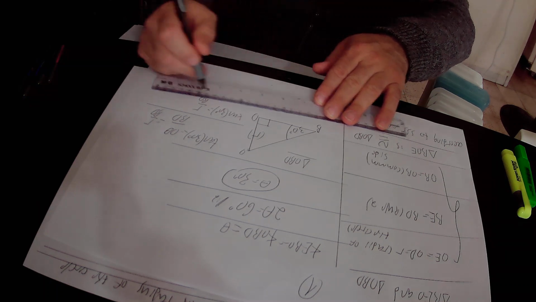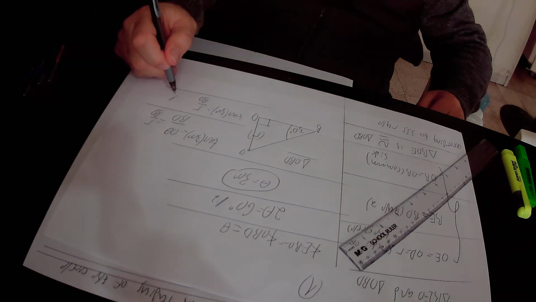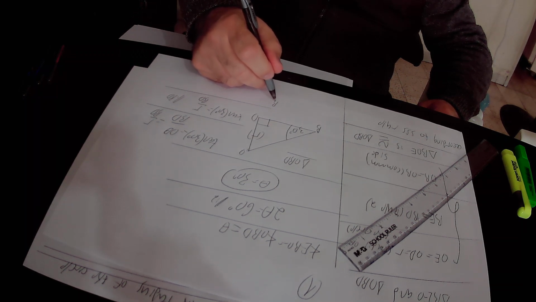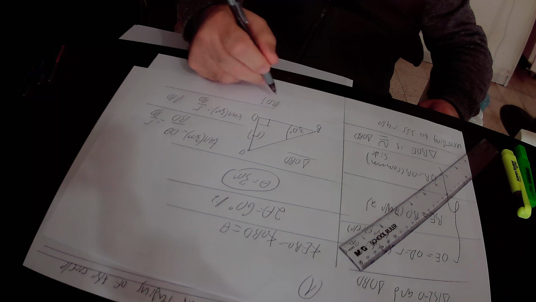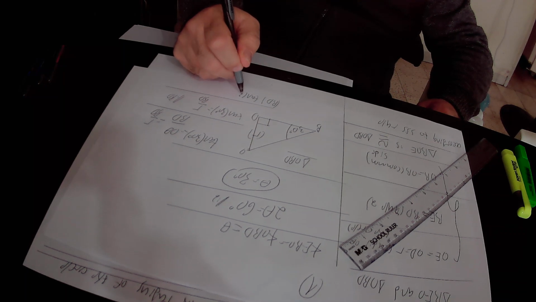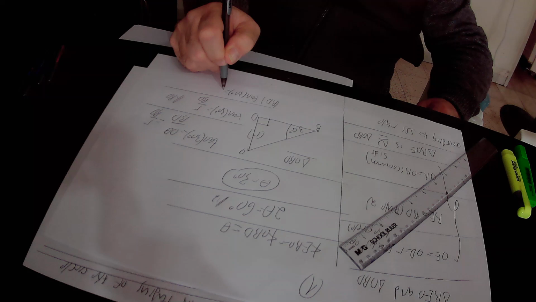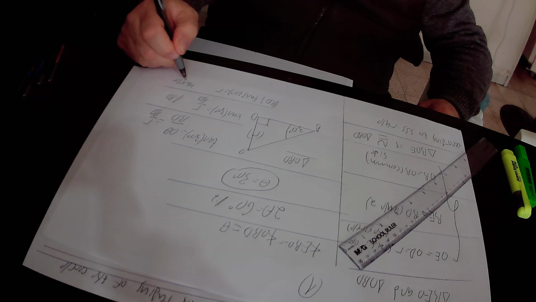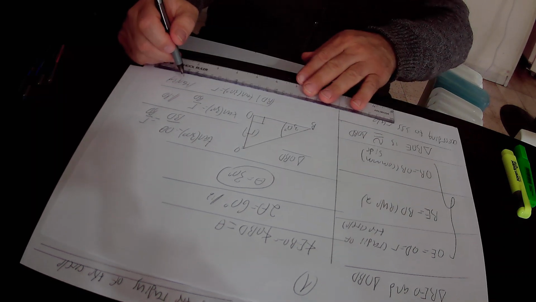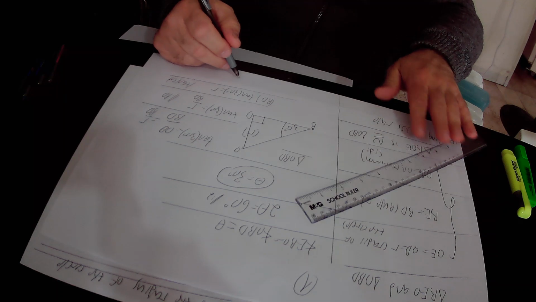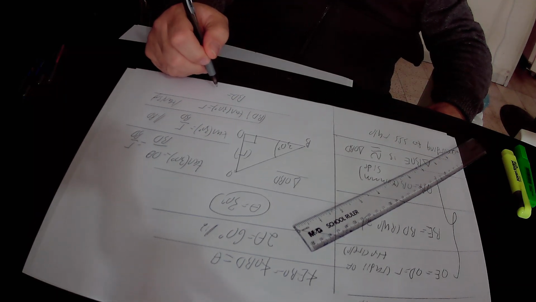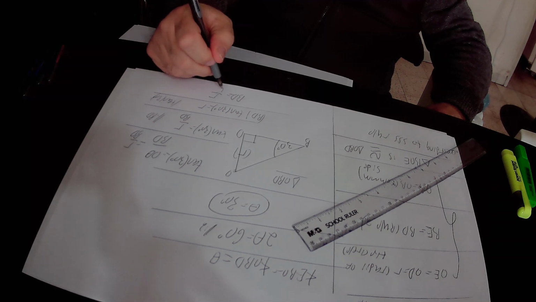Here we will multiply this equation by BD, and we'll get that BD times tangent 30 degrees equals R. Here we'll divide this equation by tangent 30 degrees, and finally we'll get that BD equals R over tangent 30 degrees.